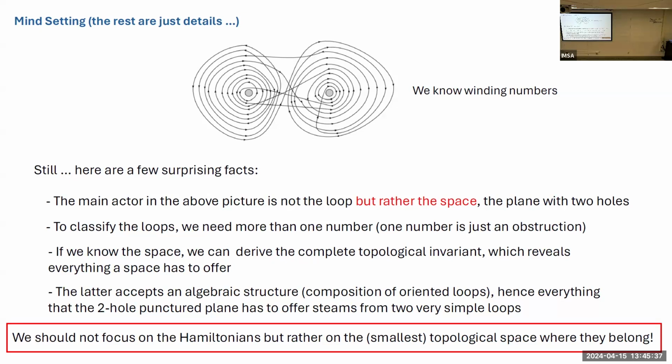And very important is that this complete topological invariant, which is the pi one of the punctured space, accepts an algebraic structure. So even though this loop is very complicated here, it's just a composition of n times one single loop which goes this way and n times a loop that goes in there. So by just specifying the two generators, you know what this space has to offer, and it's time to move on.